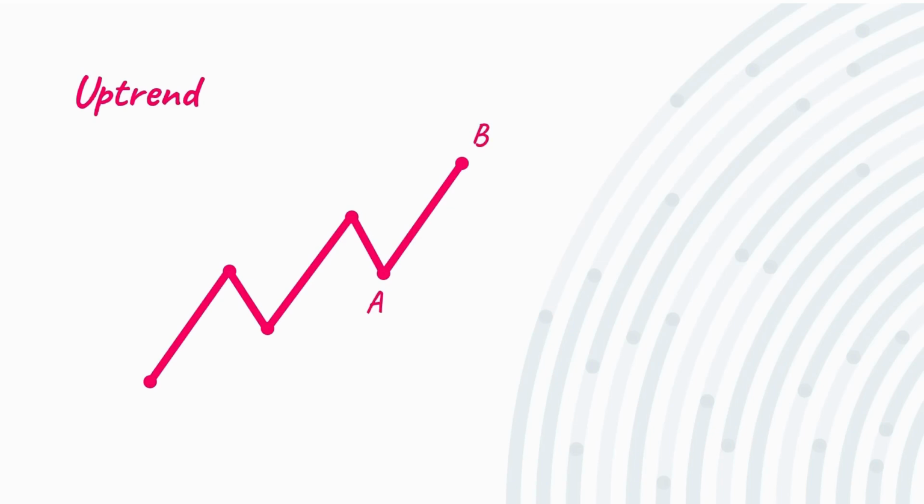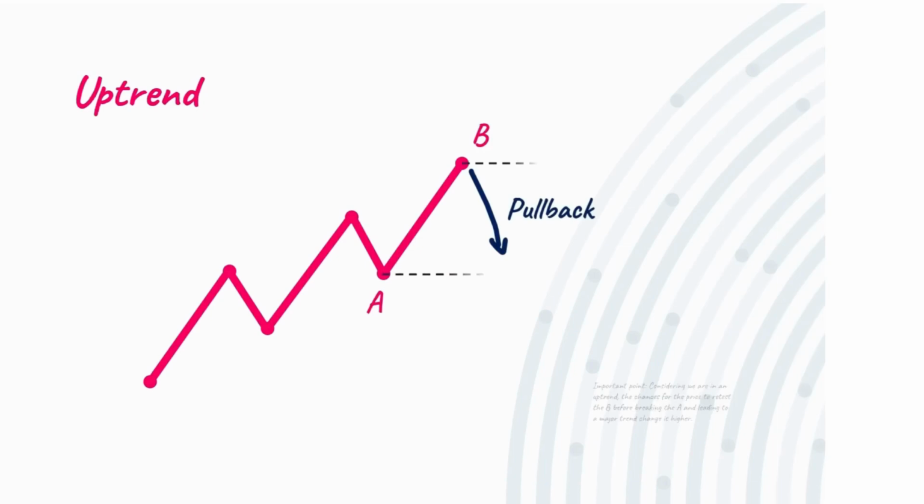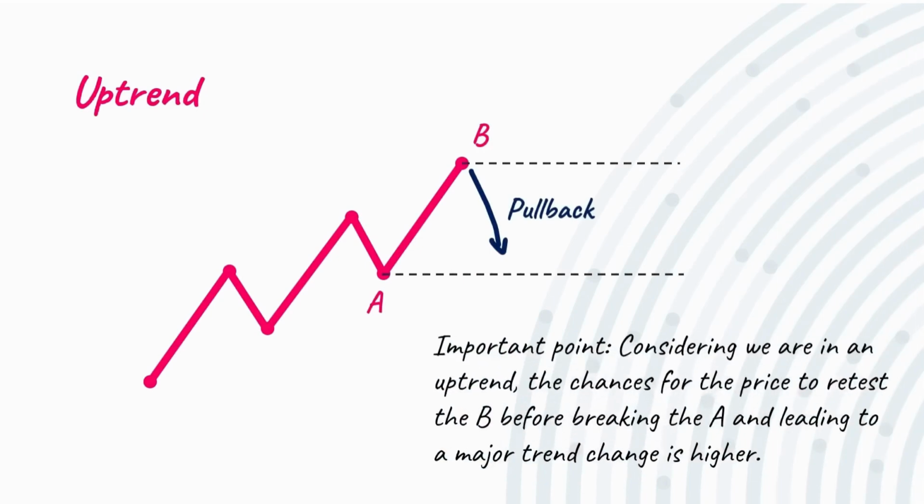Imagine we are in an uptrend, and the market continuously makes higher highs and higher lows. The recent impulsive move starts from point A and ends in point B, and we are waiting for a pullback to enter long at a better price. So here comes an important point. Considering we are in an uptrend, the chances for the price to retest the B before breaking the A and leading to a major trend change is higher.